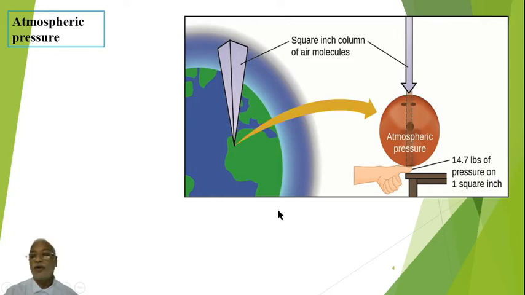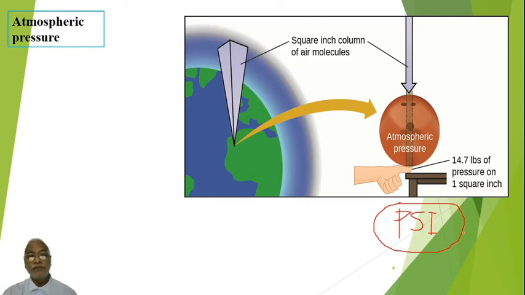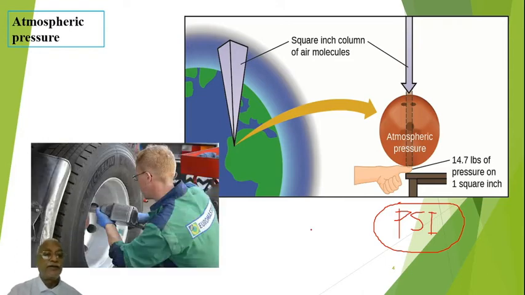If you can remember, the unit of pressure is PSI, and it is read as pounds per square inch. That is what is said here, 14.7 pounds per square inch. Do you have any idea where this particular unit is used in day-to-day life? You might have come across it, but not observed it. We'll see it here.